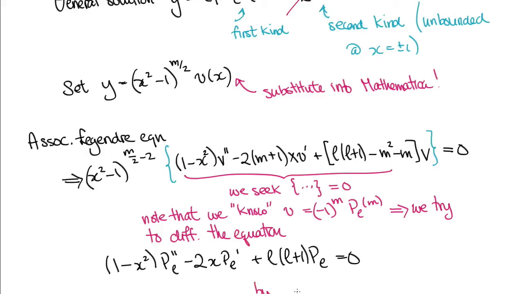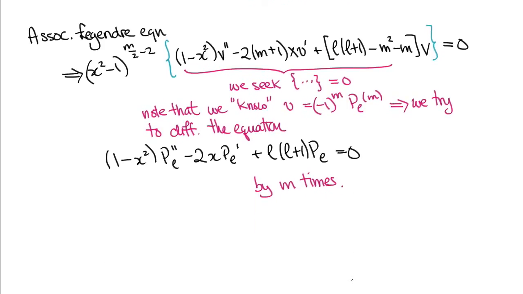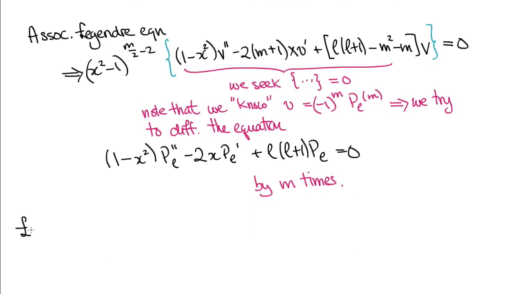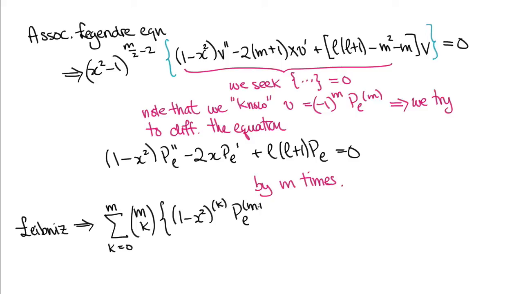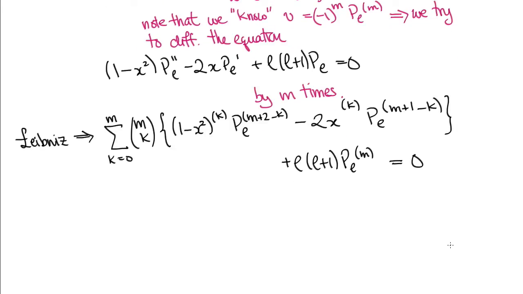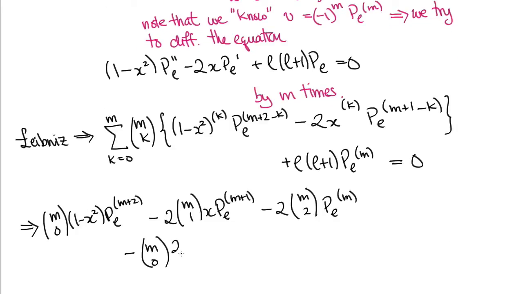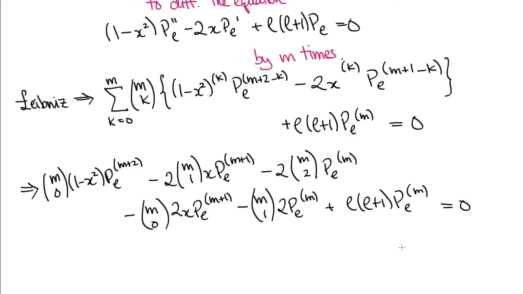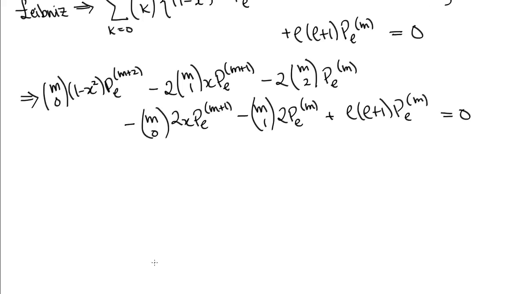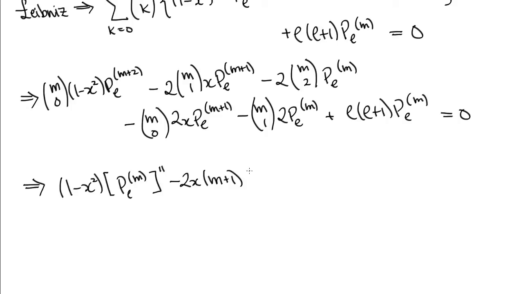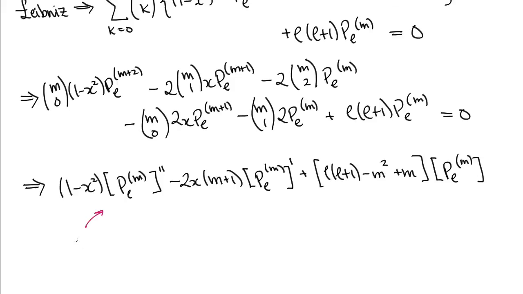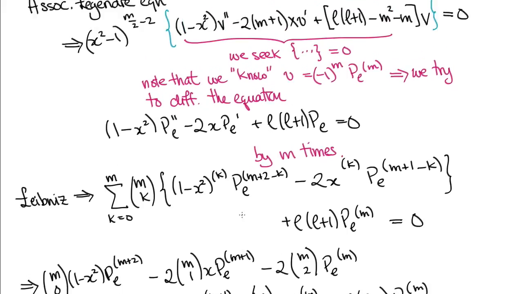So if we take m derivatives of this equation, the question is, do we recover the expression within the curly braces? So again, we apply Leibniz's rule and write out the summation term by term until the later terms are 0 due to the differentiation of the 1 minus x squared factor. Simplifying, we get a left-hand side that's a second-order differential equation in terms of the mth derivative of P_l. Now go back and look at the expression within the curly braces. This is exactly it.